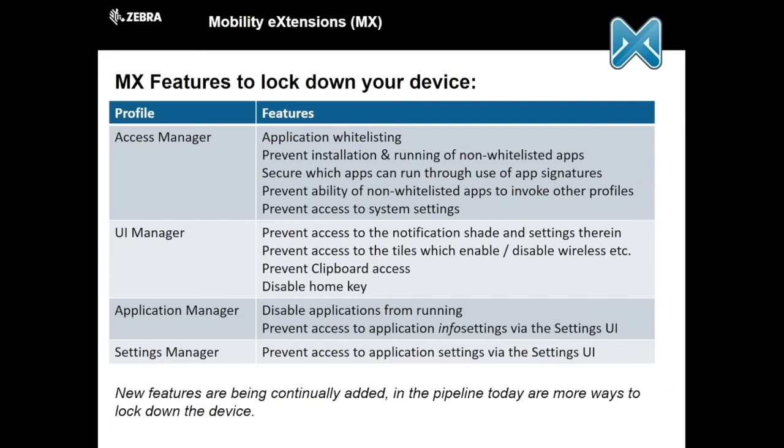That's the application settings that you can disable. But if you only want to disable the ability for the user to click on an application and get the info of that app, then that's the application info settings. So it can be a little bit confusing maybe reading the documentation for some of this. All the more reason for a demonstration.